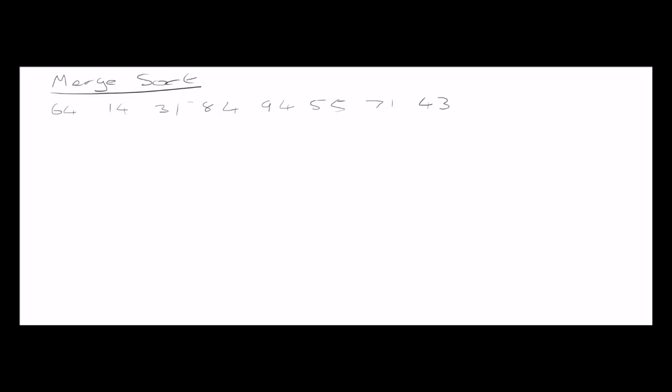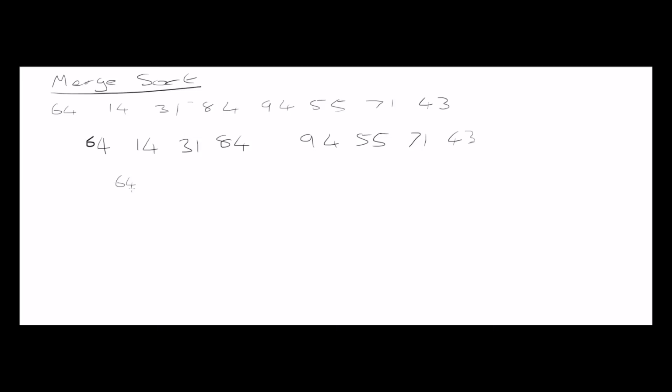So what I do is have one list here with 64, 14, 31, 84, and 94 over here in the second list, 55, 71, 43. And those are my 2 intermediate lists. And then I halve each list again, so I get lists with 2 numbers in each list.